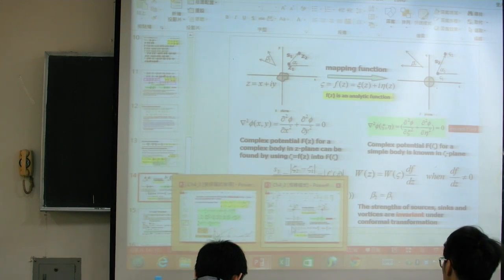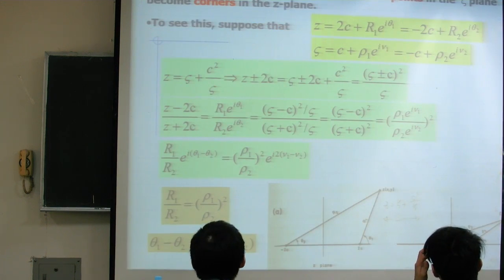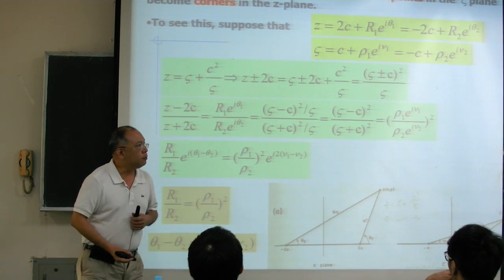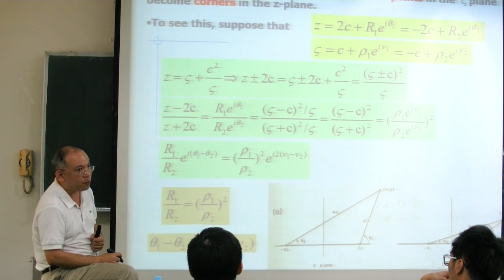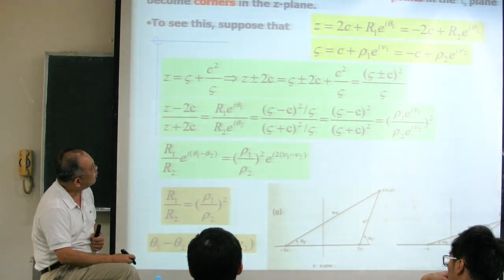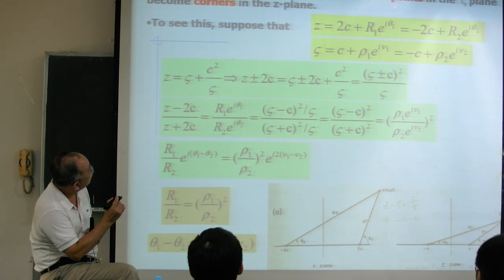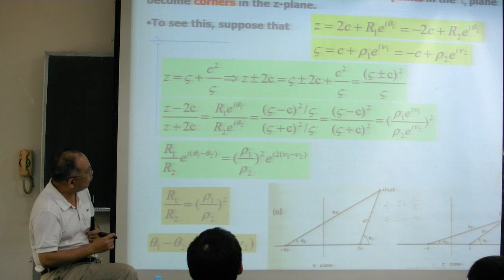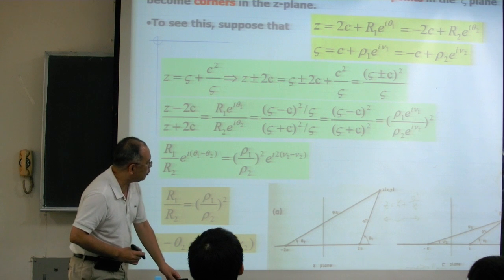This is what we would like to discuss. When the curve passes through a critical point, how will it actually be transformed? Because we know conformal mapping may not be preserved. So when a smooth curve passes through the critical point in the Z plane, and in the zeta plane, what happens in the Z plane? We can take a look at this. I think I can change.